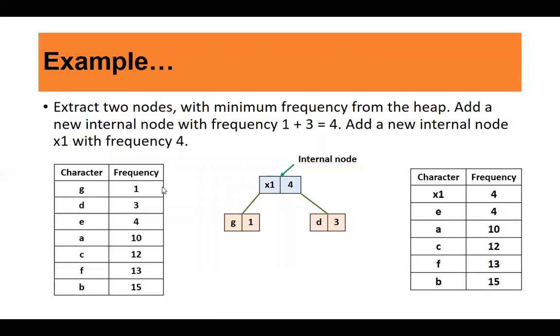Now once you extract two nodes, whatever new internal node you have generated, insert it back into the heap, maintaining the minimum property. So again, x1, that is the internal node, is inserted into the heap and the frequency is 4. Fine. Now this heap is the input for the next step.